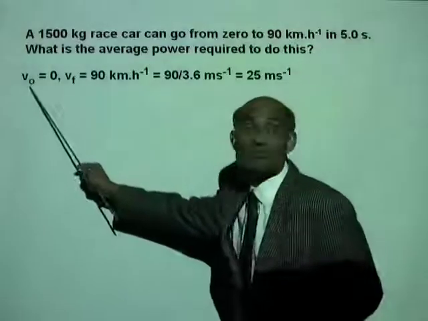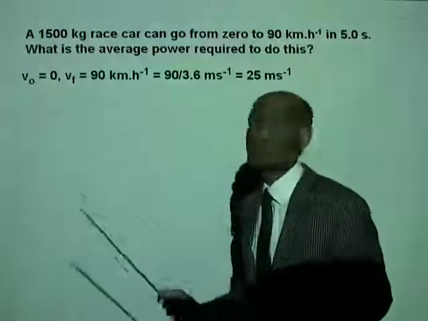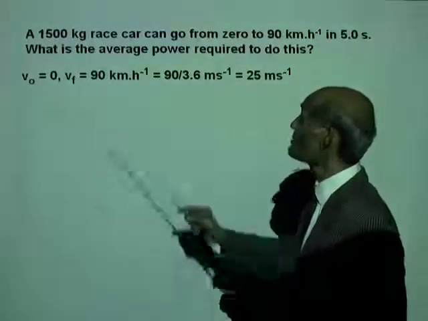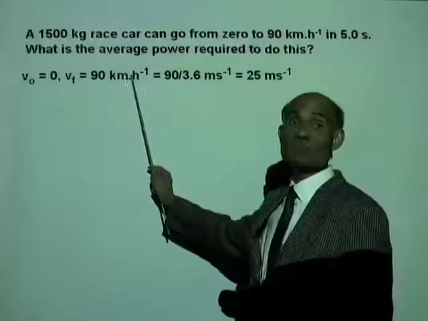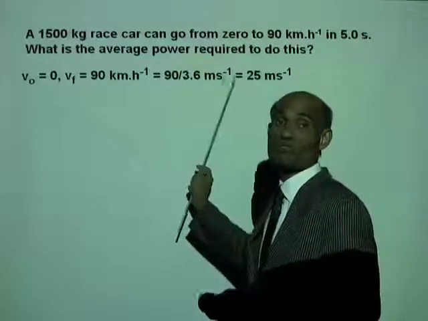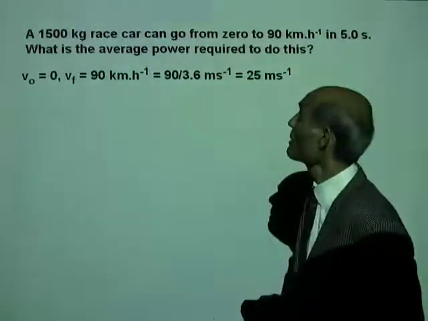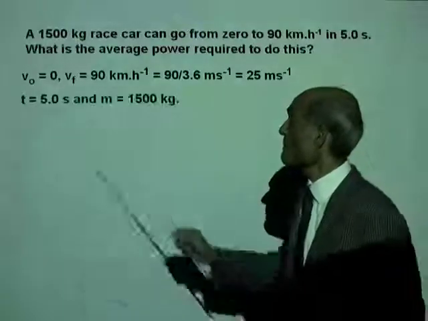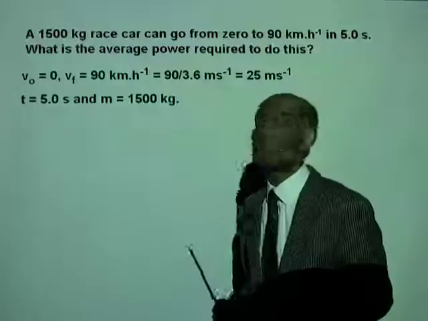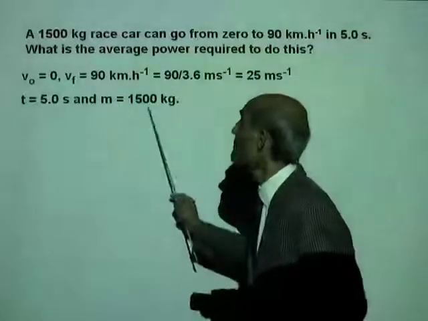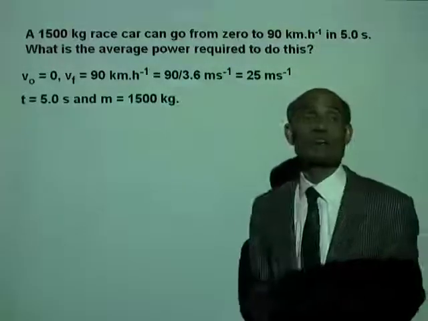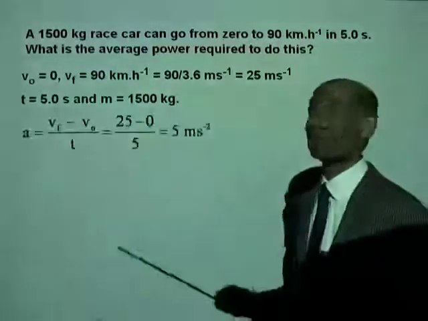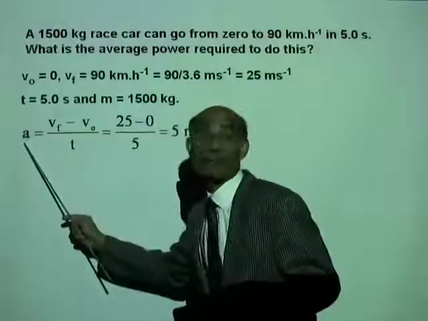Well, we have V0, initial velocity is 0. The final velocity is 90 kilometers per hour. Convert that to meters per second. Divide by 3.6. That gives you the final velocity is 25 meters per second. The time taken is 5 seconds. And the mass of the race car is 1500 kilograms. That is our data. First of all, we find acceleration.